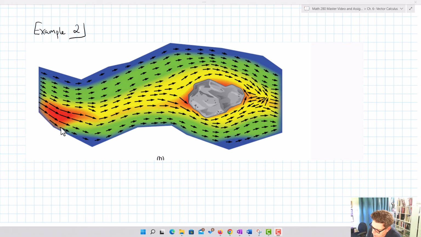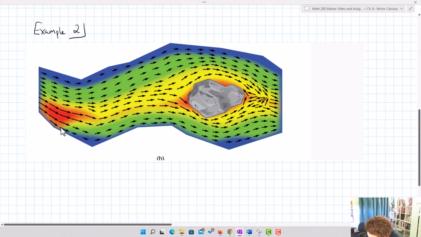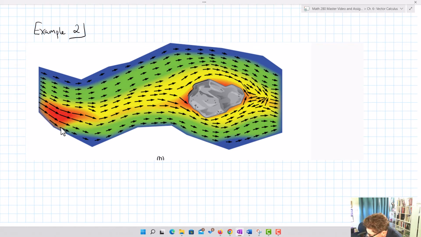And what you're going to see, we just want to interpret what's happening in this river. So one, you can see around this rock, probably the simplest thing to see is that the direction of the vectors changes. Basically it goes around the rock, the direction of the vectors change. We get a little bit of a swirling action around the front of the rock.